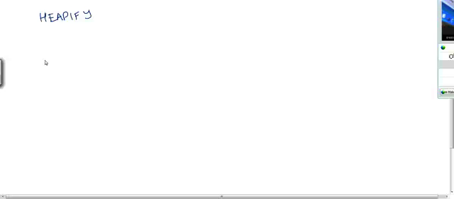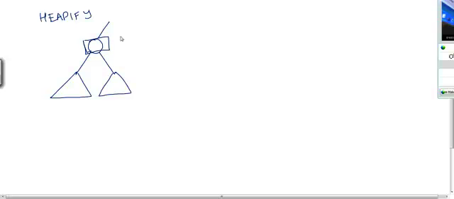So let's take a node. Now this node is going to have a left subtree and a right subtree in general. And this node could itself, this is an internal node in the tree, doesn't have to be the root. So let's take this node in your heap.